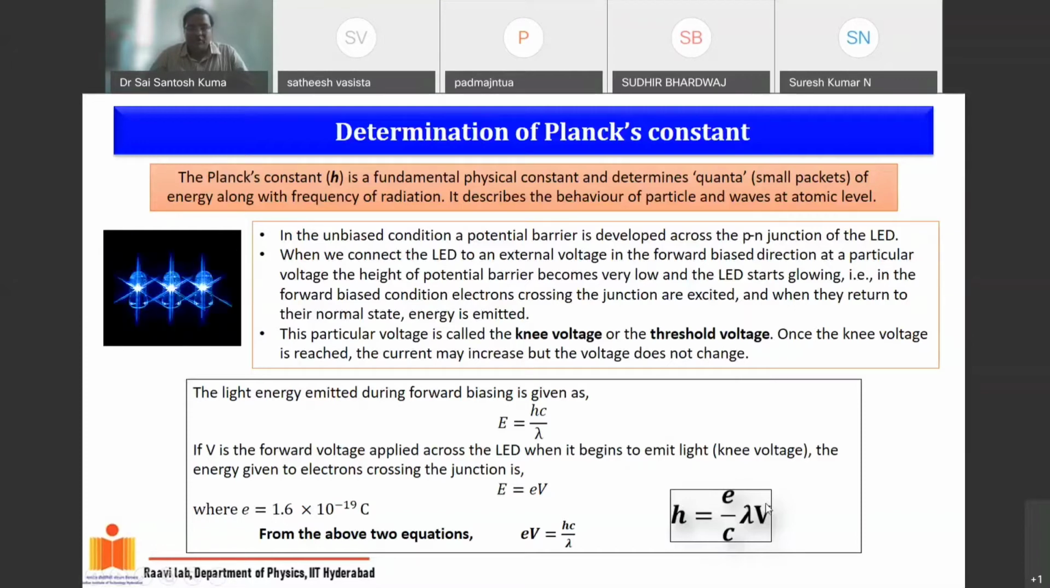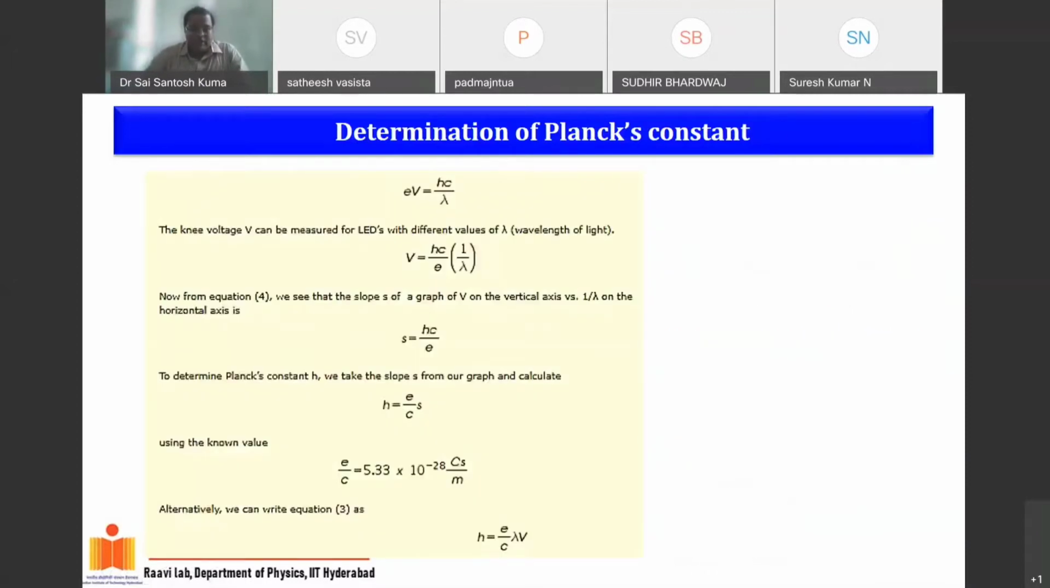Okay, so the idea here is that you take different LEDs, which give you various wavelengths, and you do an experiment which tells you the knee voltage for each LED to glow. So the product of the knee voltage and the wavelength, multiplied by the ratio of e by c, gives you Planck's constant. So the experiment is very simple. I thought we should start with something very simple so that we can go with the flow. So this is how it is, eV equal to hc by lambda.